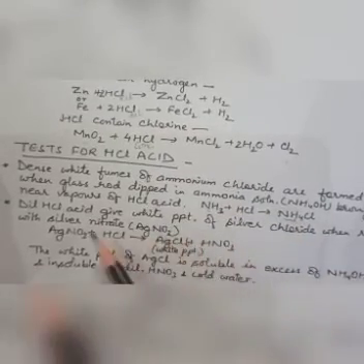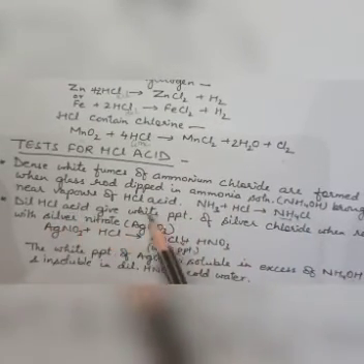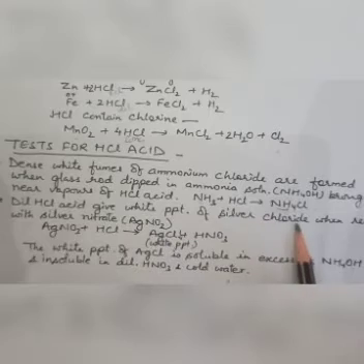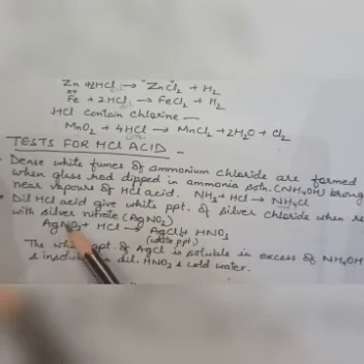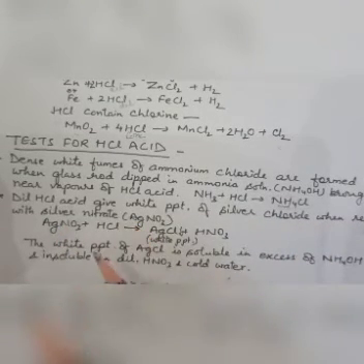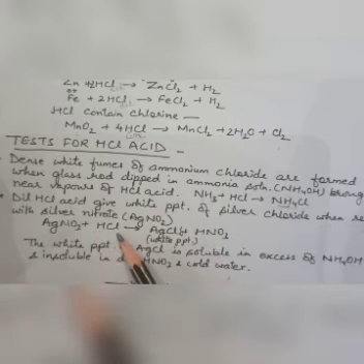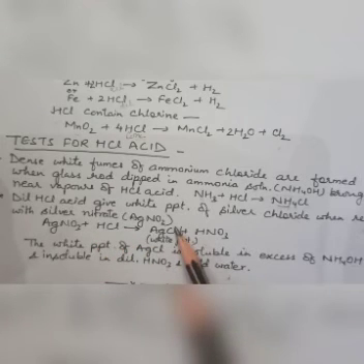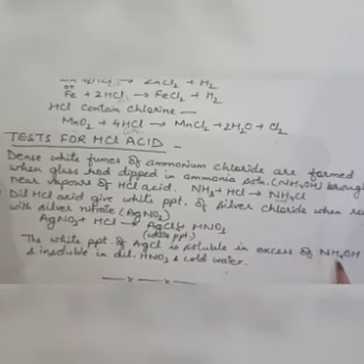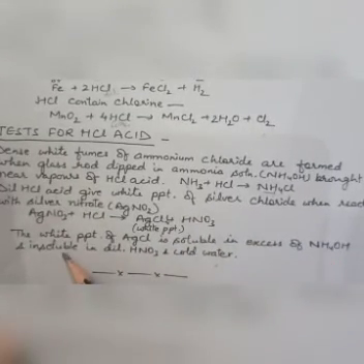Now the next test is that dilute hydrochloric acid gives a white precipitate of silver chloride when it reacts with silver nitrate solution. Now silver nitrate, when it reacts with dilute hydrochloric acid, gives you a white precipitate of silver chloride, which is soluble in excess of ammonium hydroxide but insoluble in dilute nitric acid and cold water.